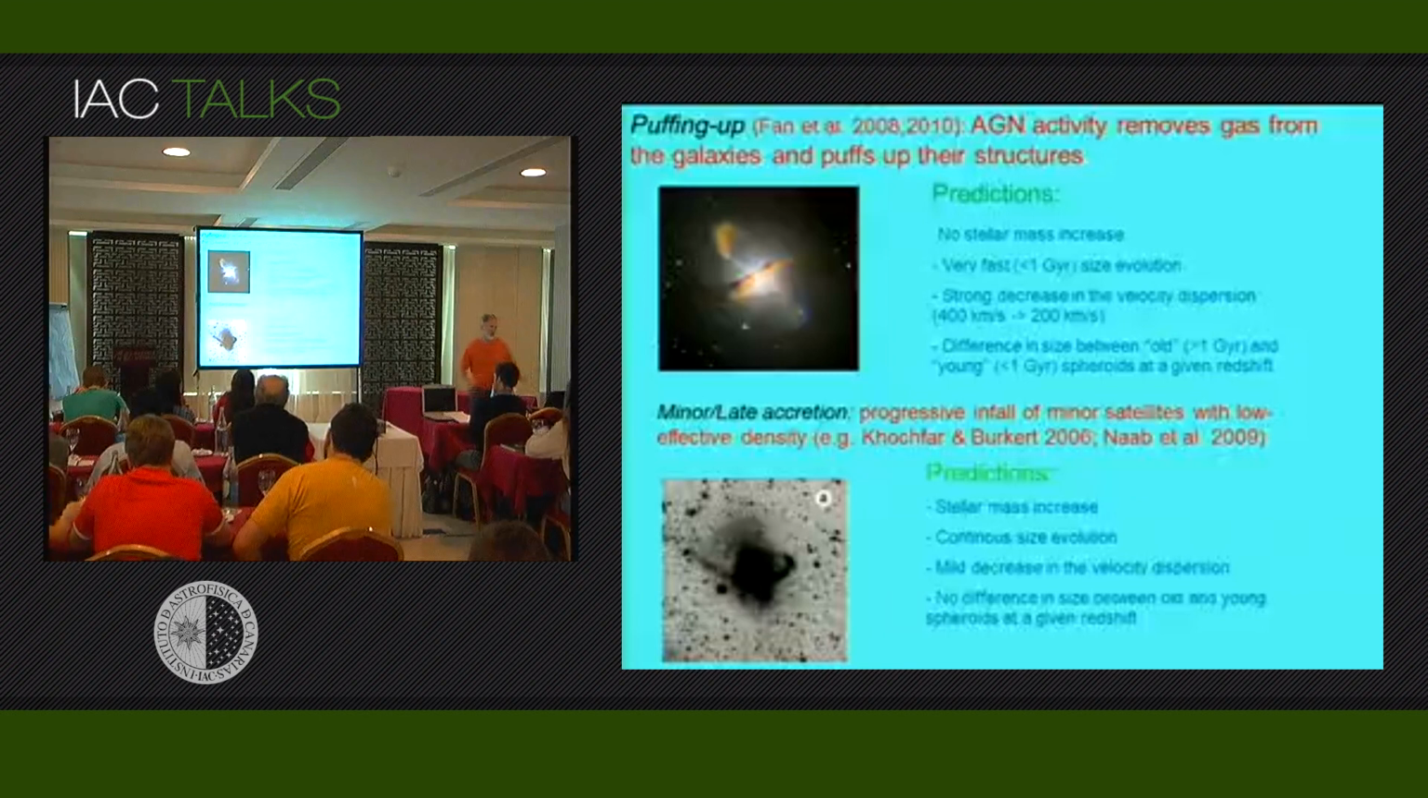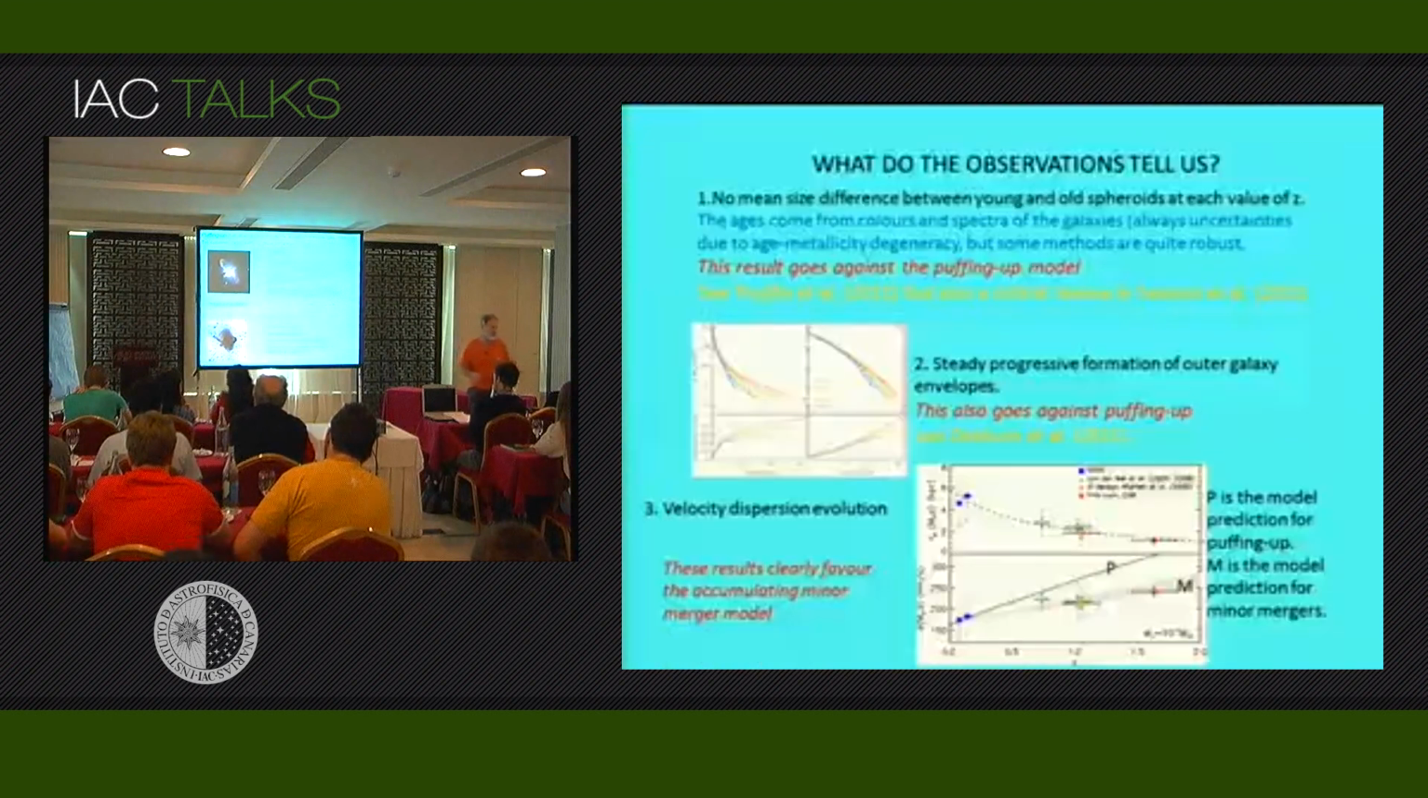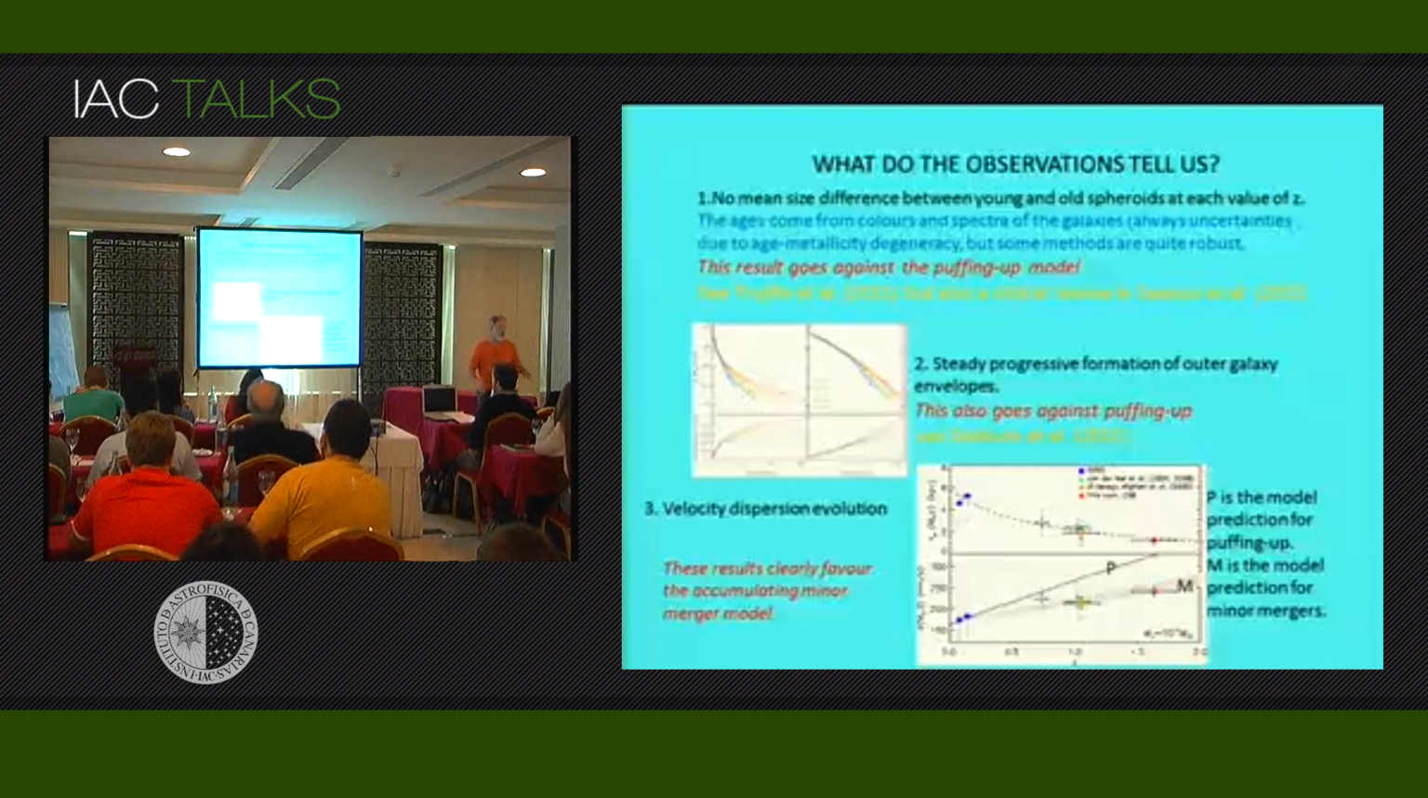So the puffing up process is very fast, and there's no stellar mass increase, and there's a strong decrease in the velocity dispersion, so there are predictions from these. And the accretion predicts something different. It predicts that there is a mass increase, the size increase is continuous, not rapid, and there is a mild, slow decrease in the velocity dispersion. And eventually, there's what the observations tell us.